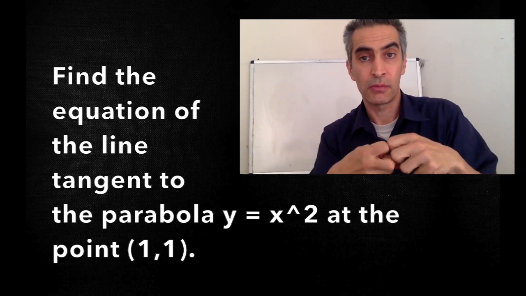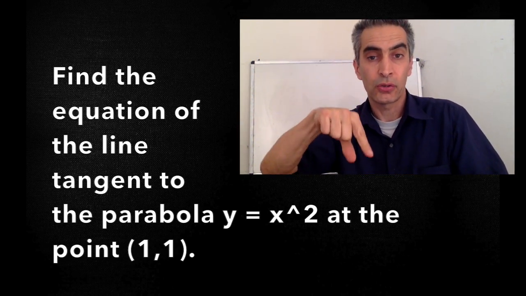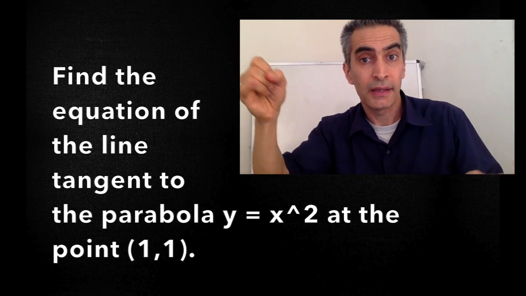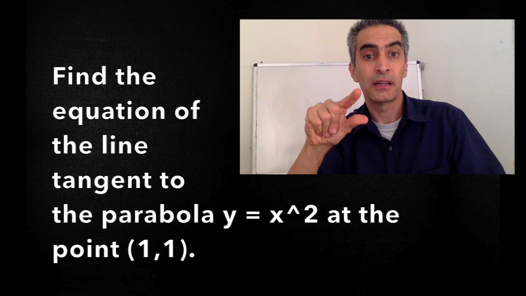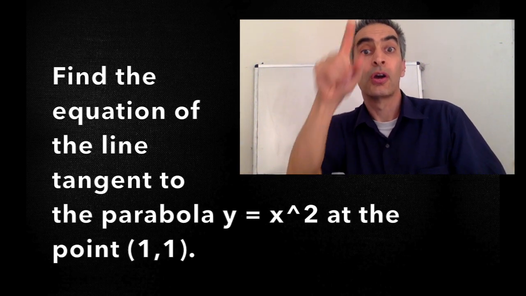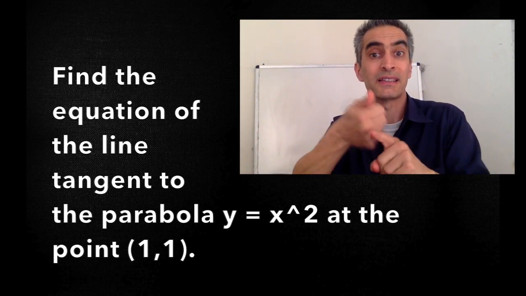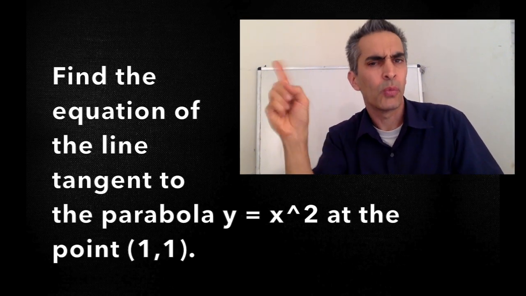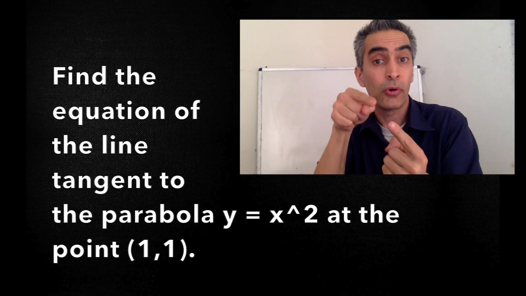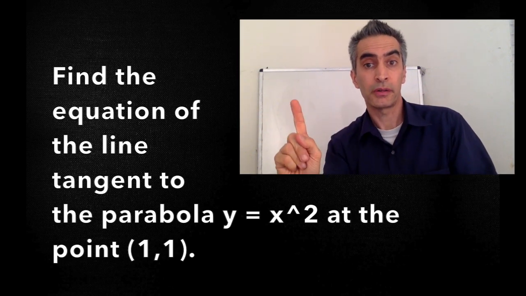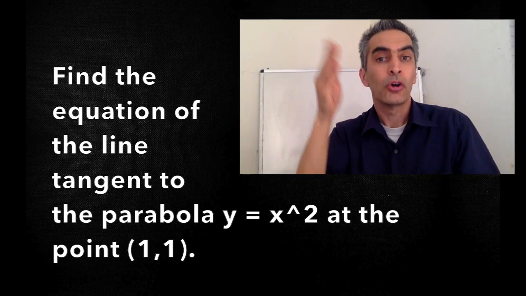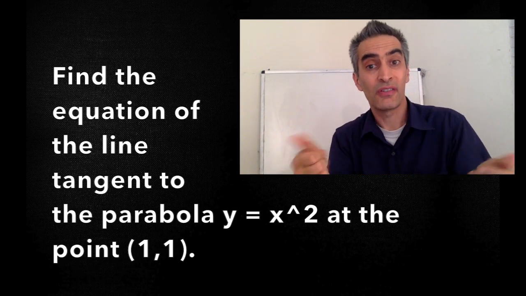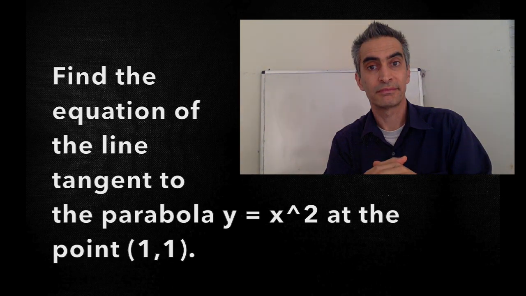Now our calculus problem. Find the equation of the line tangent to the parabola y equals x squared at the point 1, 1. We will draw a picture to help us better understand how to solve the problem.